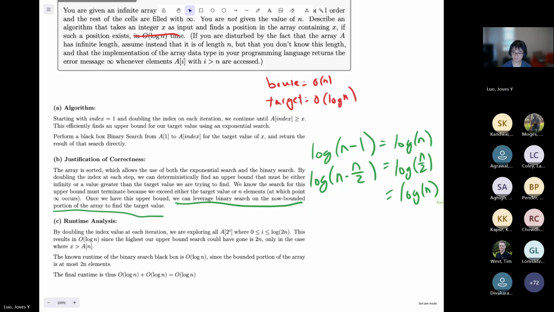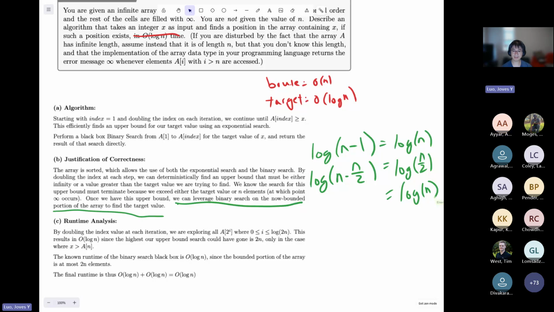Anika? Can you hear me? Yes. Okay, so for that last part, what did it say in the Ed post, like if the first part and the second part are the same runtime, you multiply it by log n. So do you not have to do that in this case for the final runtime?